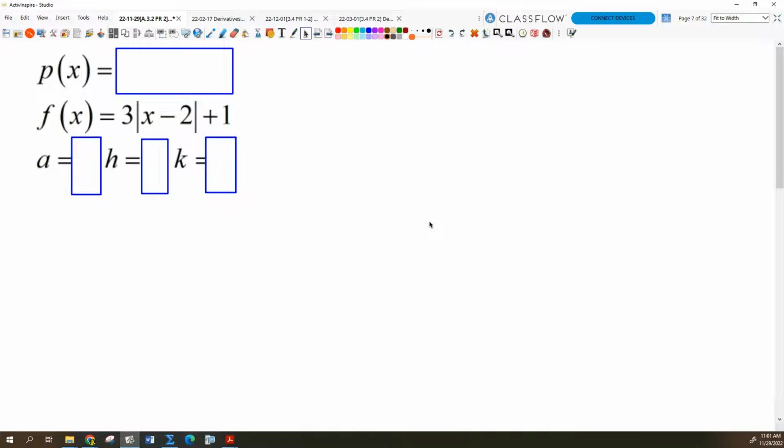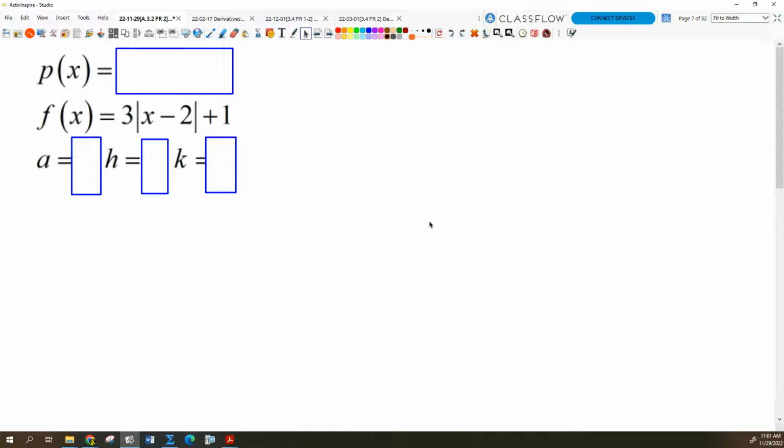All right, what about this one? Now we're going to get one step trickier. So this time, this is our function that's been transformed, f of x. I want to know four things here. I want to know what's the vanilla function that we started with, our parent function, and what are the three things that we've done to it? What are the values of the three parameters?